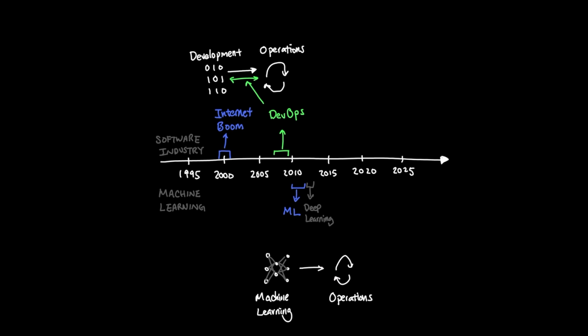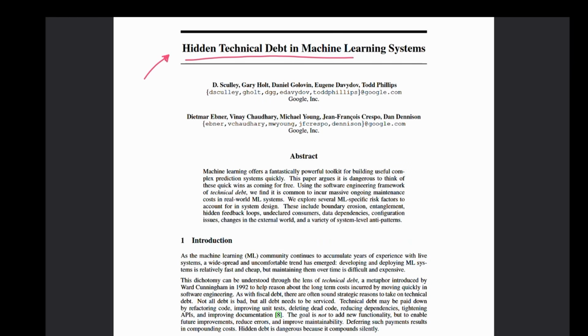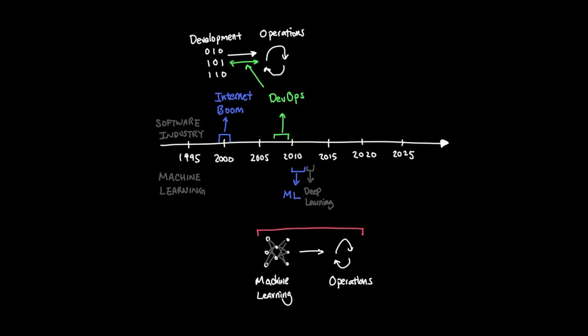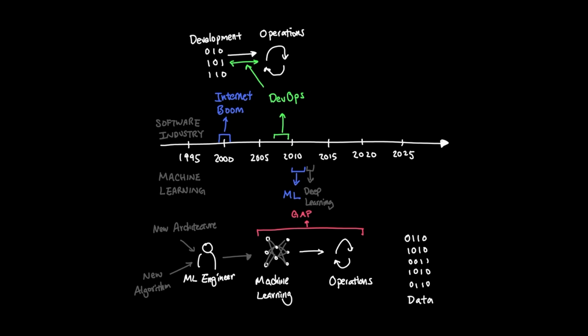This was addressed in a research paper by Google called Hidden Technical Debt in Machine Learning Systems that states the problem like this: developing and deploying ML systems is relatively fast and cheap, but maintaining them over time is difficult and expensive. As you can see, we have a gap in machine learning systems where machine learning engineers innovate new architectures and new algorithms to keep up with the changing needs, while at the same time, the underlying data used to train the model starts to get outdated really fast.